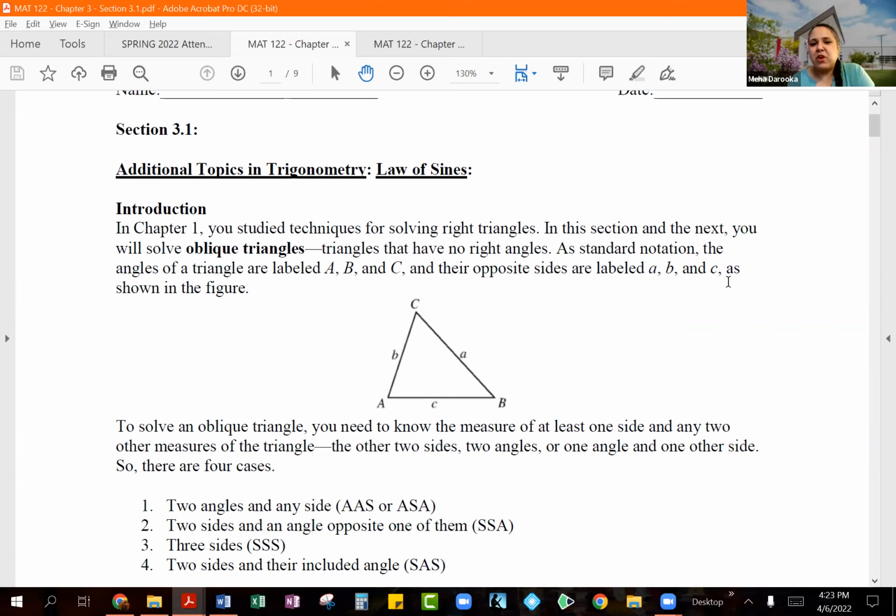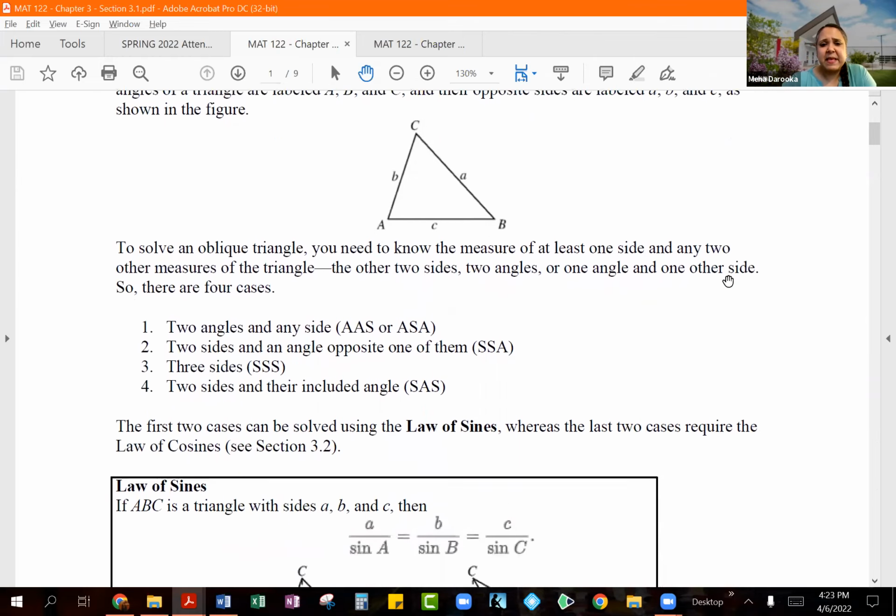Basically, when we're talking about oblique triangles, we're saying you won't have any 90-degree angles in it. Just to remind you of the notation, the capital letters A, B, and C will be for angles, and the small letters a, b, and c will be for the sides opposite to those angles. So that notation will still stay the same.